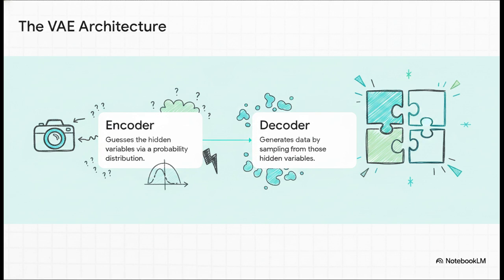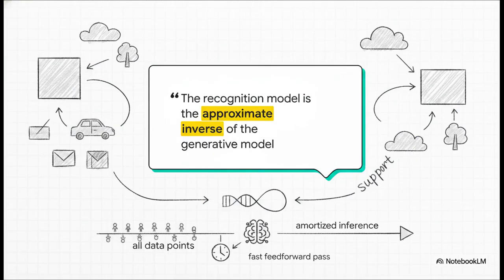Then, step 2 is the decoder, or the generative model. It takes a sample from those guessed hidden variables and tries to reconstruct the original image from scratch. As the original authors perfectly summarized here, the recognition model is the approximate inverse of the generative model, according to Bayes' rule. They're constantly supporting each other.